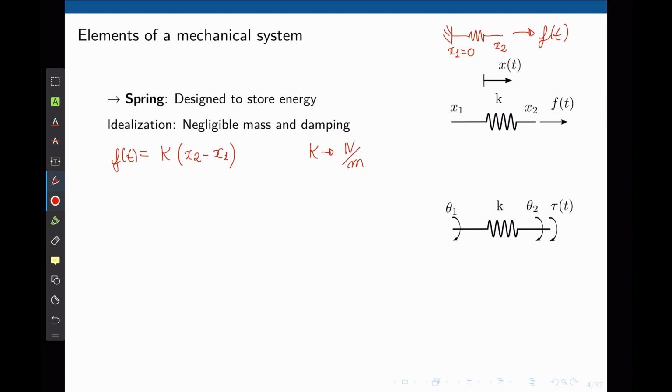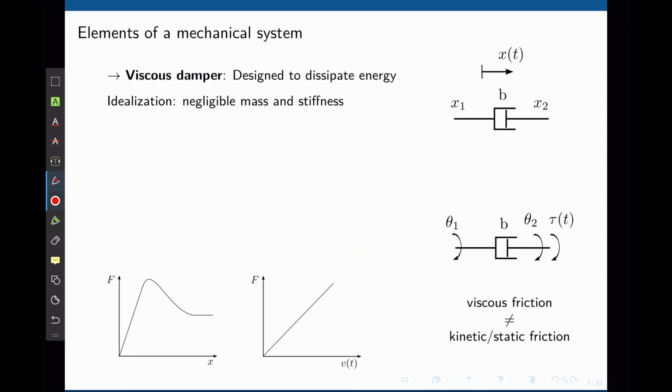If we now look at a torsion spring, we can say that the sum of all torques applied to the spring, tau of t, is equal to the angular stiffness multiplied by the relative angular displacement of the spring, that is theta 2 minus theta 1, where K in this case is the angular stiffness, that is Newton meter per radian. If you multiply Newton meter per radian with radians here, we get Newton meter, which is the unit for torque.